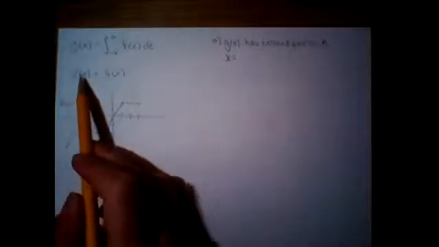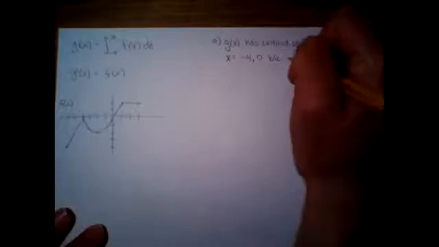So g of x has critical points at x equals, and critical points are where the derivative equals 0. And this is the derivative graph. This is f of x, which is g prime. So this derivative equals 0 at -4 and 0, because derivative equals 0 there.